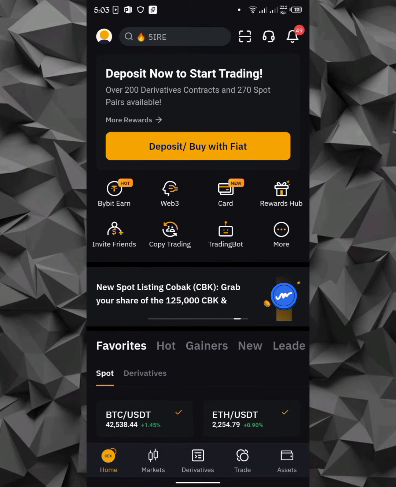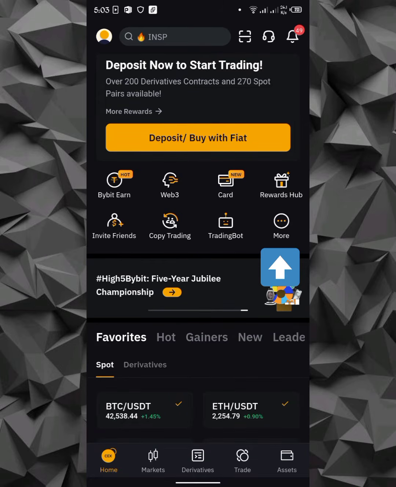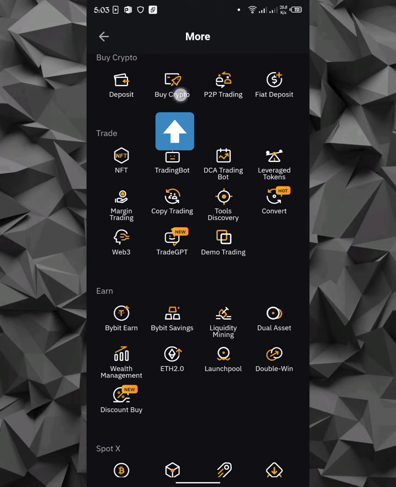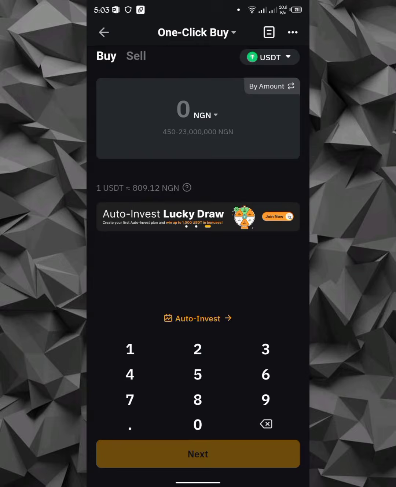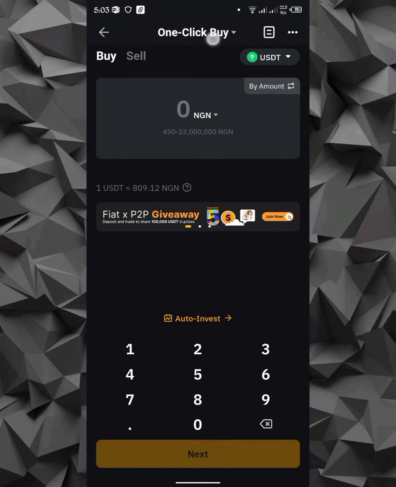So what we're going to do first is to click on this more right here. Once you click on more, the next thing you are going to be doing is to click on buy crypto right here. As you can see, the second option, you click on buy crypto and it will direct you straight to this page where you have to buy using the one click buy. So if you're going to be buying, just click on this. Make sure that it is on the one click buy. We're not buying on P2P and we're not buying with fiat deposits. So what we are going to be buying with is this one click.